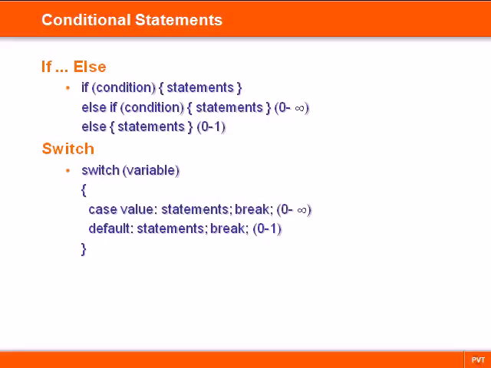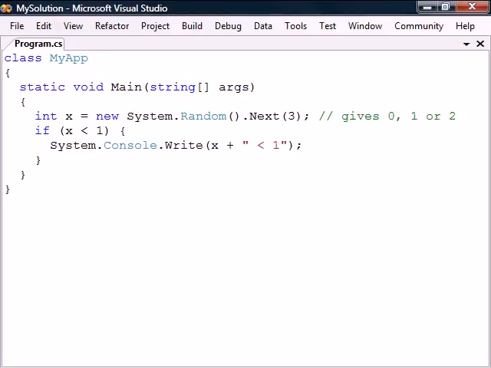In this section, we'll look at the conditional statements in C#, which are used to execute different code blocks based on different conditions. The if statement will execute only if the expression inside the parenthesis is evaluated to true. It can include any of the comparison and logical operators.